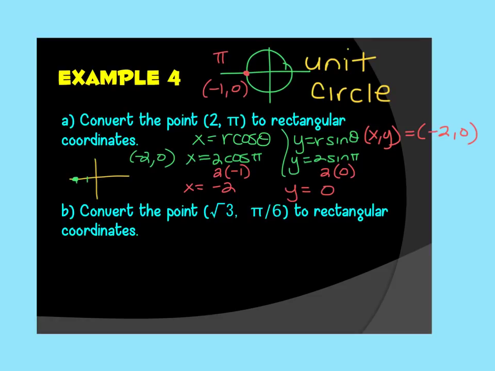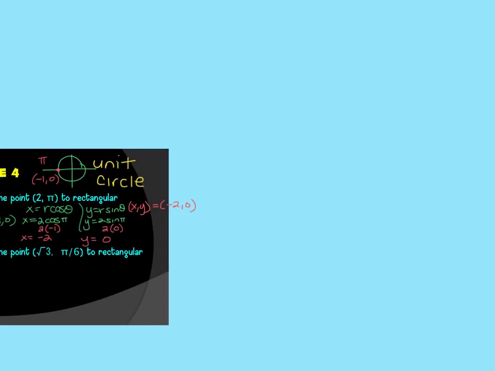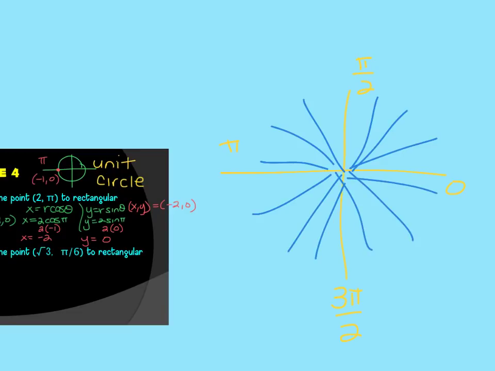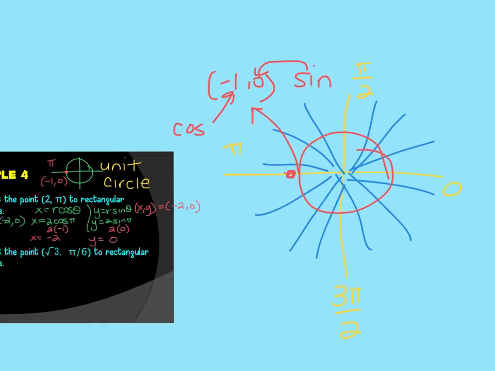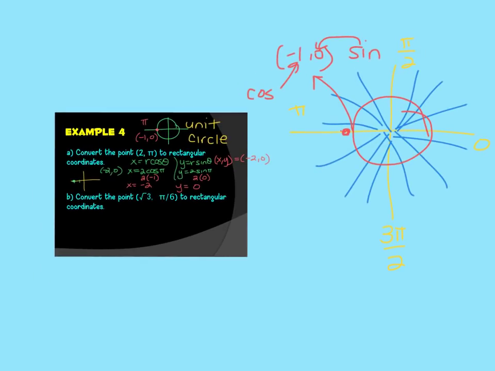So 2 cosine theta, think about your unit circle, right? Your unit circle had 0, pi over 2, pi, 3 pi over 2, all the points, and the 3 angles in between on each of these, because any of these are fair game. We just happen to use pi this time. So pi's over here, and on my unit circle at pi, which has a radius of 1, the coordinate is negative 1, 0. Which means this is my cosine, and this is my sine.